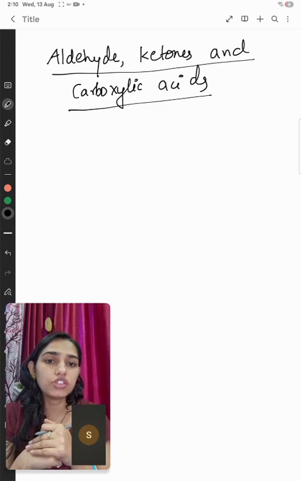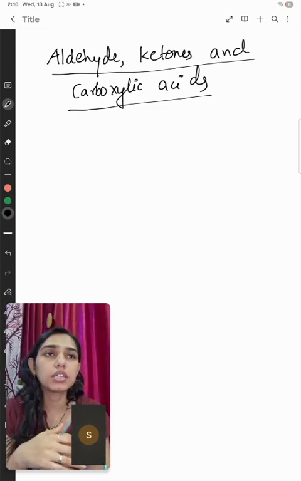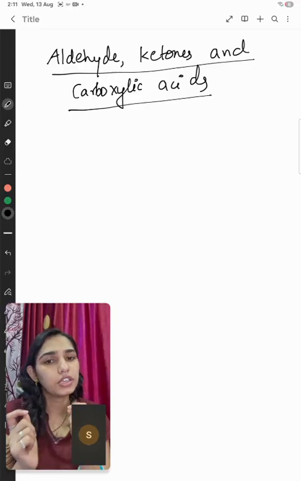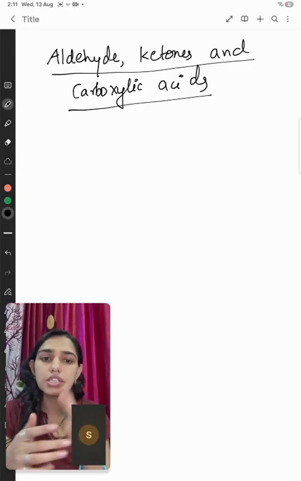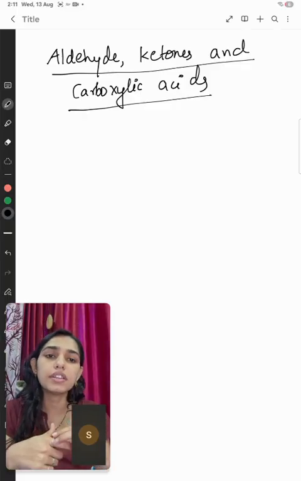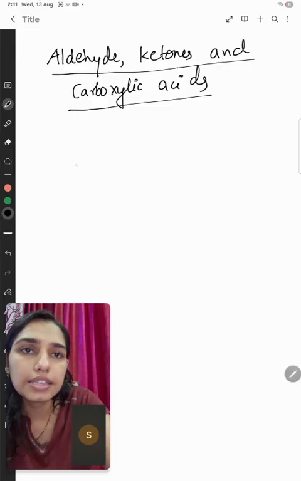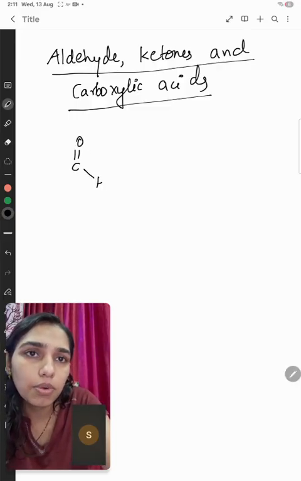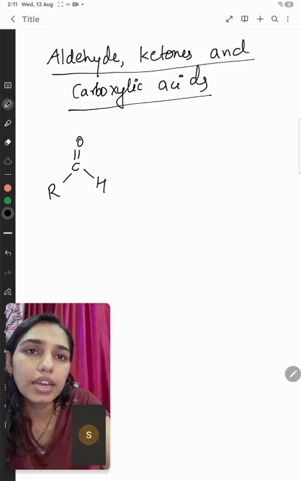Now, how do we differentiate these three groups, and what is the common thing in these three groups? We will identify it with a very easy trick. Now I'm going to draw three structures. First we will see the similarity between the three structures, and then we'll make the difference out of it. So this is structure number one, having C double bond O, H and R.